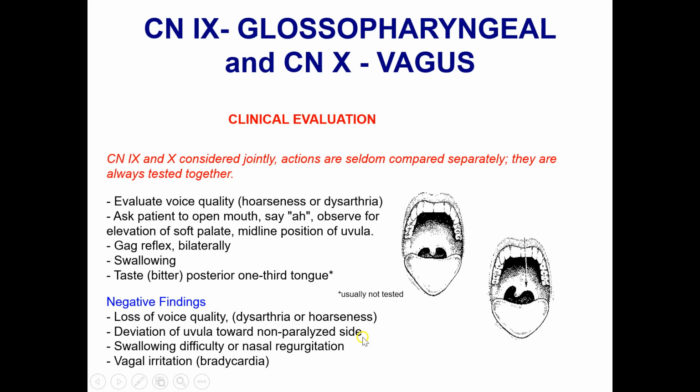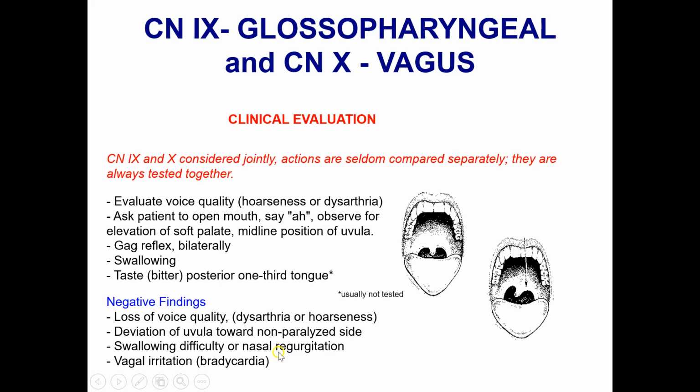What you can find if there is some abnormality in glossopharyngeal vagus nerve, there will be loss of voice quality. You may have hoarseness or dysarthria. Patient's uvula may be deviated towards non-paralyzed sides. This is paralyzed side, as you can see hanging here, but uvula deviates to non-paralyzed sides or normal side.